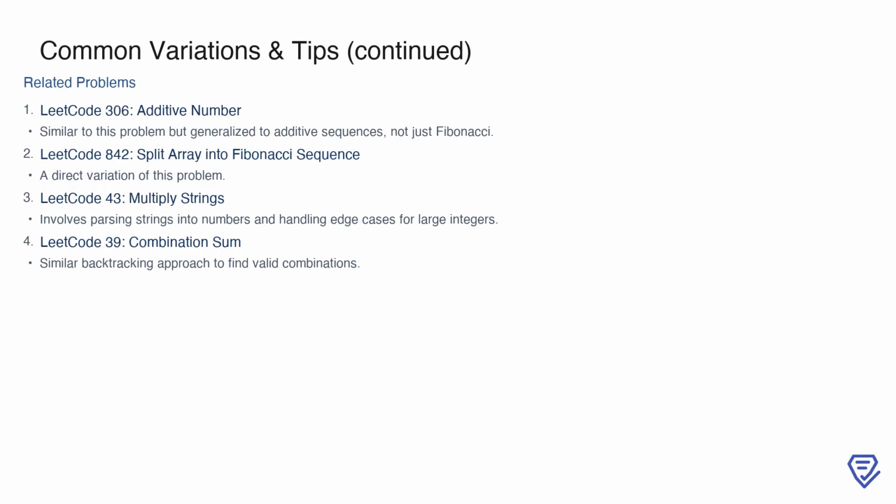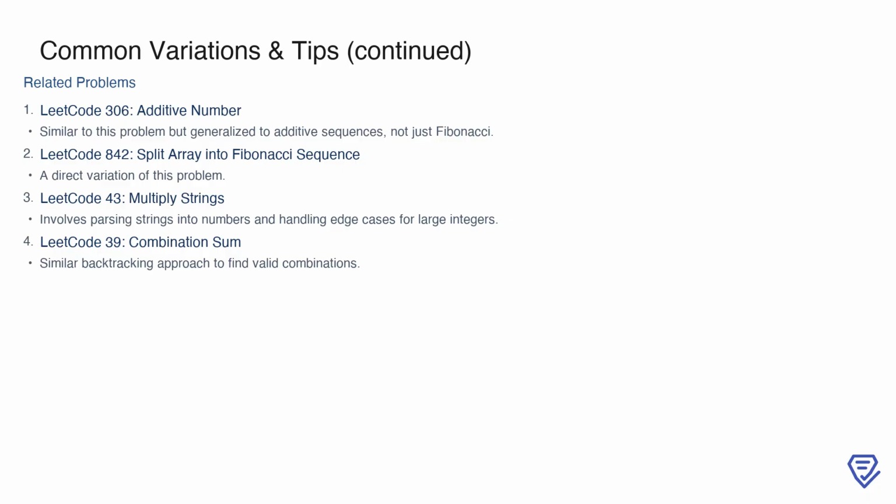This problem is also closely related to several other problems on LeetCode. For example, LeetCode 306, Additive Number, generalizes the concept to additive sequences beyond Fibonacci, where each number in the sequence is the sum of the previous two but isn't restricted to the Fibonacci pattern. Another direct variation is this very problem, LeetCode 842, which focuses specifically on splitting a string into a Fibonacci sequence.